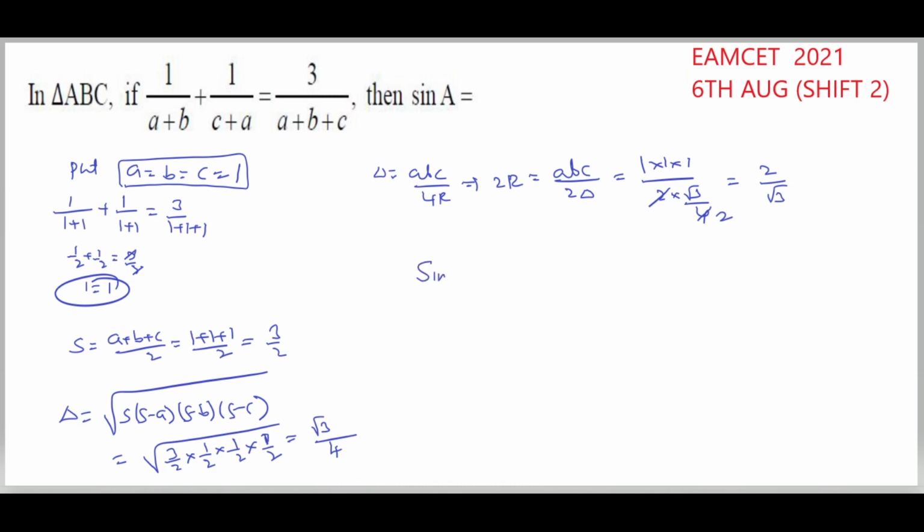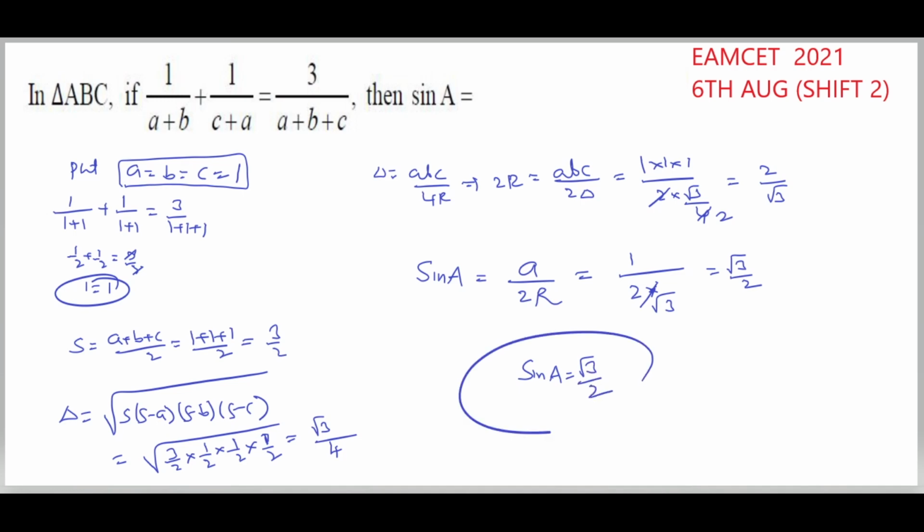Now we find sin A. Sin A is equal to a by 2R from the sine rule. Here a value is 1, and 2R value is 2 by root 3. That is equal to root 3 by 2. So sin A is equal to root 3 by 2.